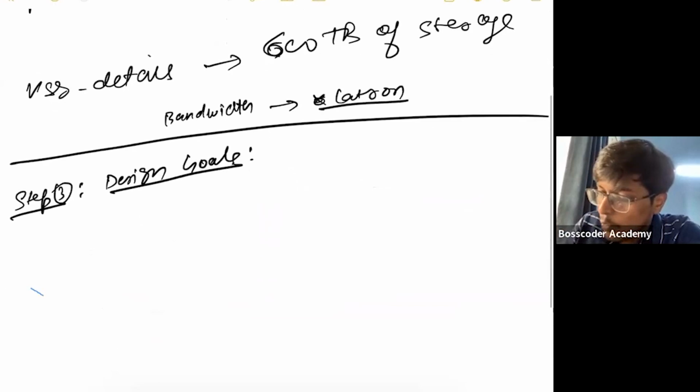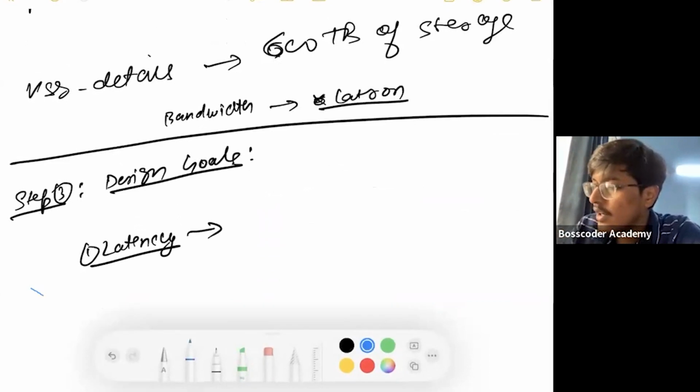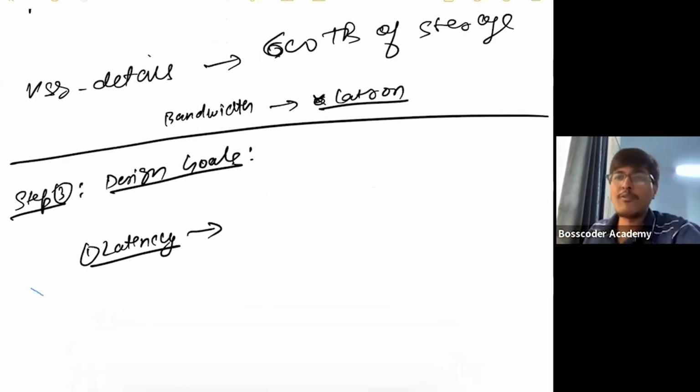In design goals, let's talk about latency. What do you think in terms of latency? Do you want your movies to be loaded fast, or do you want them to be loaded slow? So do you want high latency or low latency? You want your movies to be loaded fast. So you want low latency.